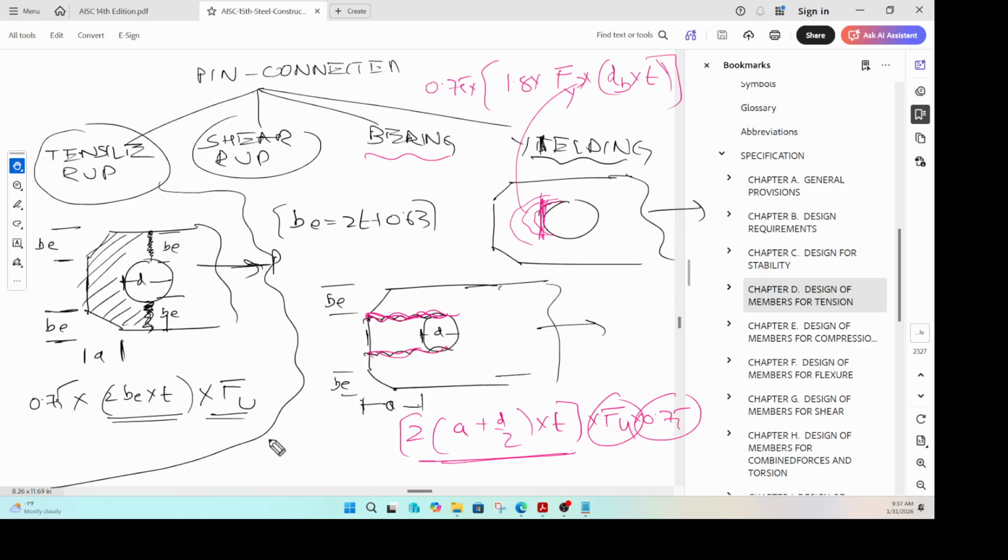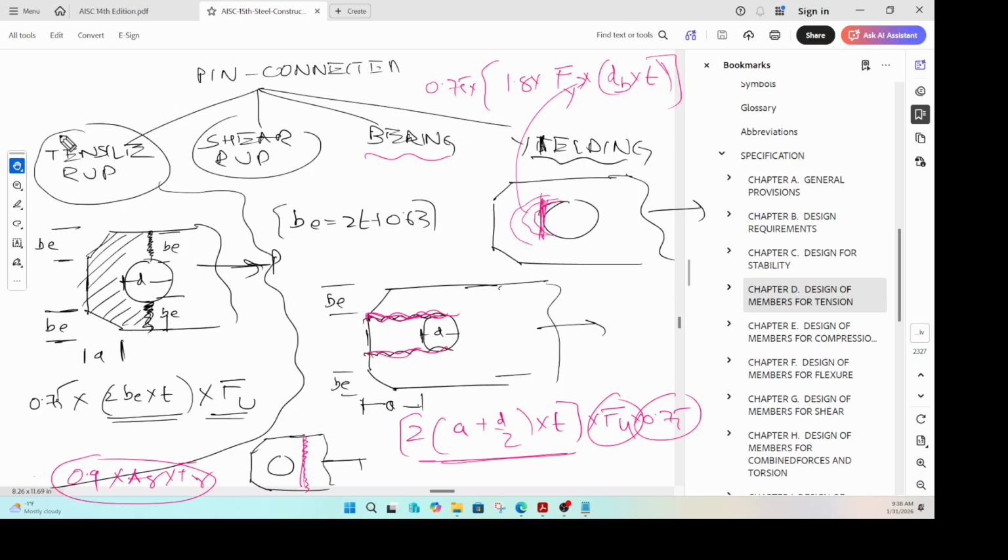Yielding is, again, let's say you have your plate like that, right? And then you're applying load here. So this part can yield, right? So yielding is pretty straightforward. What you do, you take the width of the plate. So you find out the gross area, which is just the width times the thickness. You multiply it with your Fy. You multiply it with your yielding related strength reduction factor to calculate that strength.